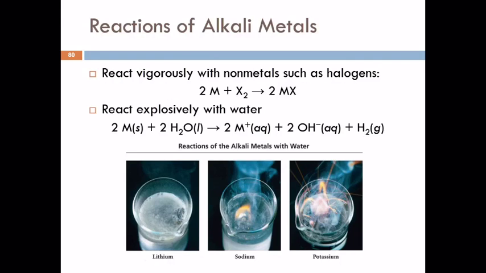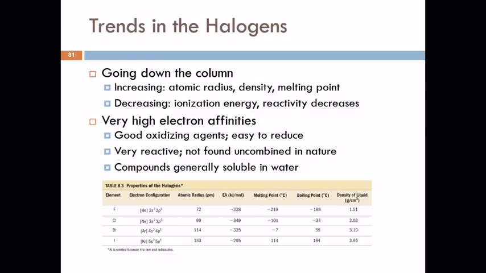So the halogens also have some nice chemical trends. As we go down the column, atomic radius and density increase. The melting point actually decreases for the halogens. That's the opposite of the alkali metals. We see that ionization energy decreases and reactivity decreases. So for the alkali metals, it increases.